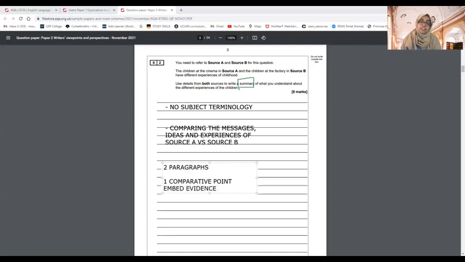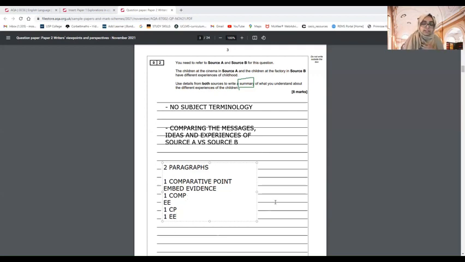Note here, though, that the evidence does not need to come with subject terminology. So you just embed the evidence, then you do another comparative point, and then embed evidence, then another comparative point, and then embed evidence. So that's 1 paragraph, and you just repeat it again.